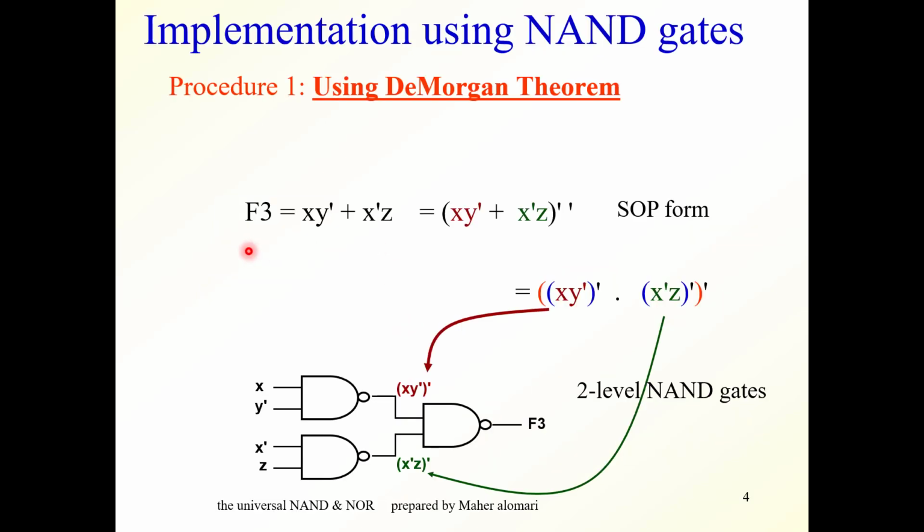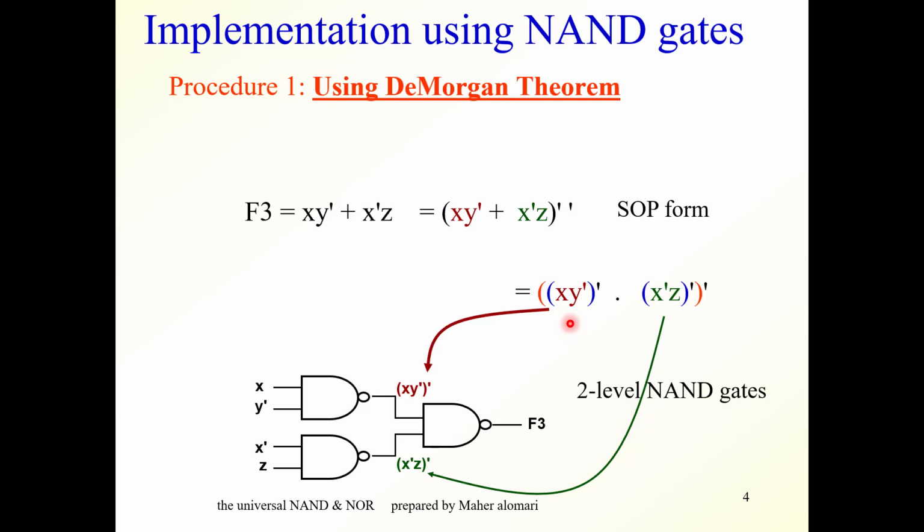Now let's see if we can implement this function using NAND gates. This function, by applying De Morgan's theorem, is equal to this function. Complement, complement. Notice that this function is put into the sum of product form. So if we complement it once, then we complement it twice, we have the same function, F3. If we take the first complement inside, what we get is this, ORed with this; the OR is converted into an AND with this term here, and the second complement stays outside.